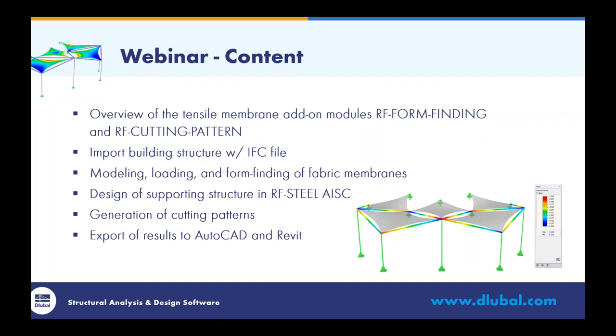So I want to quickly give an overview of the tensile membrane add-on module RF-FORM-FINDING, and a little bit later on we'll get into the other add-on module, RF-CUTTING-PATTERN. I want to first start off with our example today by importing in a building structure with an IFC file. The purpose of this is just to make sure that we set up the canopy geometry correctly to frame into our adjacent building. Then we'll move on to modeling, loading, and performing the form finding procedure of these fabric membranes for our canopy. We can even design the supporting structure, which we'll touch on with one of our other add-on modules, RF-STEEL AISC. We'll generate the cutting patterns. Again, this will be with the use of the add-on module RF-CUTTING-PATTERN. And lastly, I'll show you how to export these results to both AutoCAD and Revit.